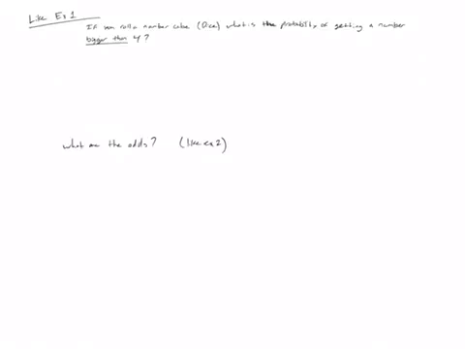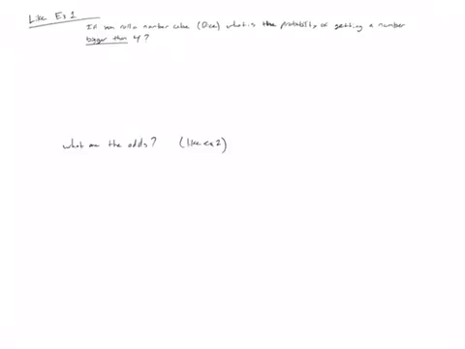This is example 1. It says, if you roll a number cube or a die, what is the probability of getting a number bigger than 4? So maybe you're playing a game and you need a number bigger than 4 in order to beat your opponent. So what are your chances?